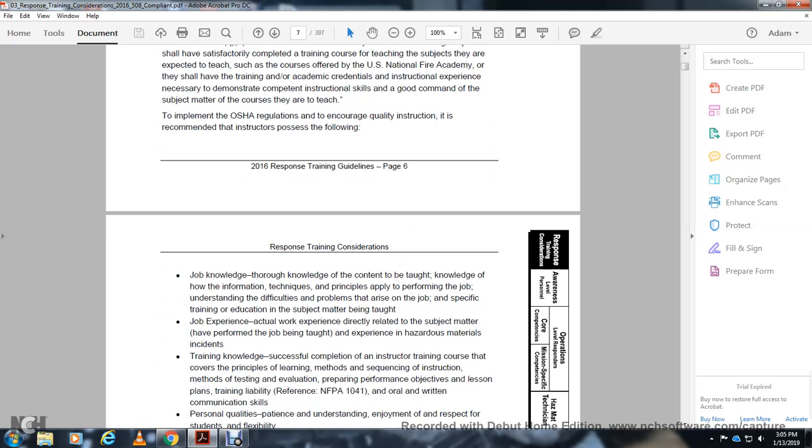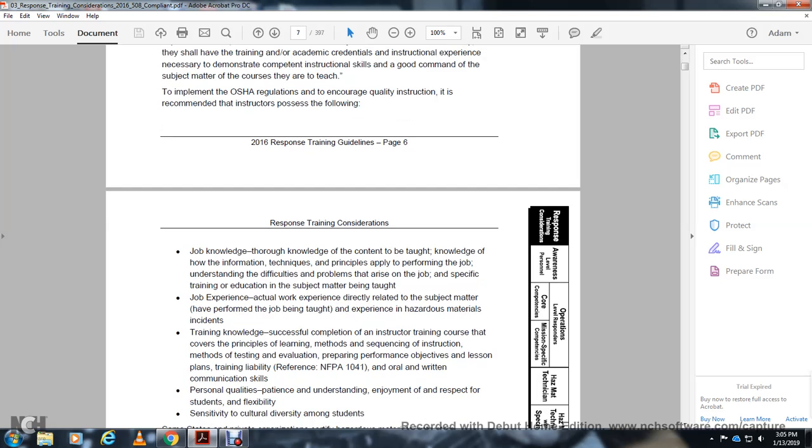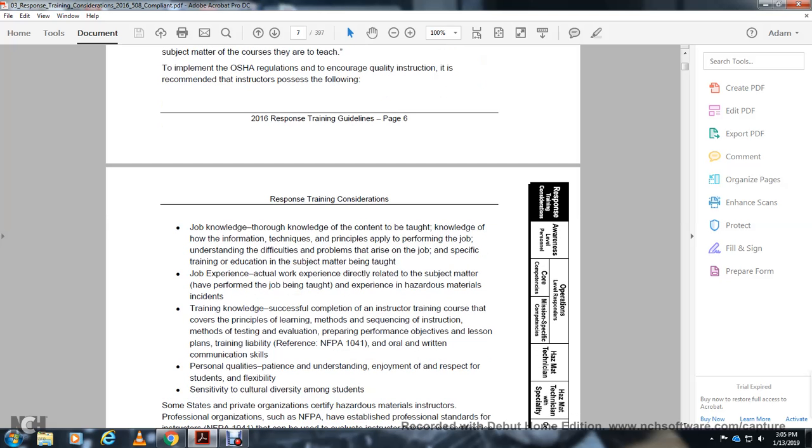Job knowledge: the content of the job, knowledge of how, the information, techniques, principles, and performance in the job, and an understanding of the difficult problems that arise on the job. Specific training, education, and subject matter on top of job experience: actual work experience directly related to the subject matter, having performed the job being taught, including experience with hazardous material incidents. Training knowledge: successful completion of an instructor training course covering principles, learning methods, sequence of instruction, methods of testing and evaluation, proper preparation, performance objectives, and lesson plans, with training liability per National Fire Protection Association 1041. Oral and written communication skills. Personal qualities: patience, understanding, respect for the students, flexibility, and sensitivity to cultural diversity among students.